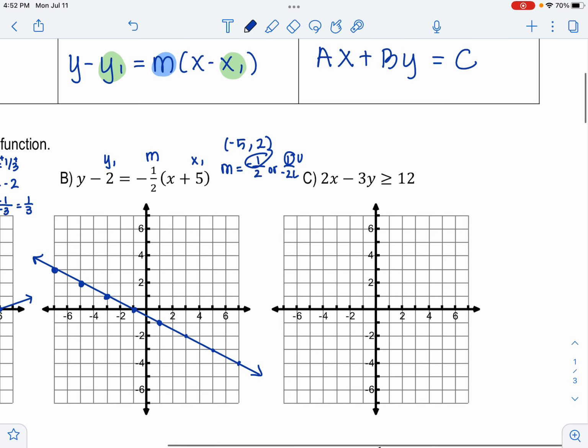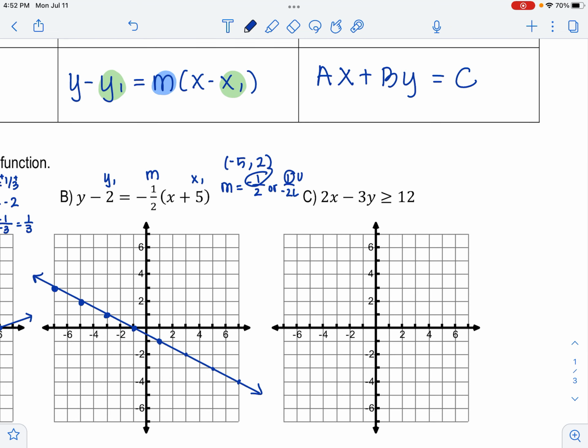All right, last but not least, we have an inequality in standard form. So whenever you're in standard form, you are going to find your x and y intercept. So first off, let's just pretend it's a line. Pretend for a second this just says equal, and then we'll take care of the fact that it says greater than or equal to. So first you're going to find your x-intercept, and then you're going to find your y-intercept. So you find your intercepts, graph those 2 points. 2 points make a line, and you're going to end up using that to graph.